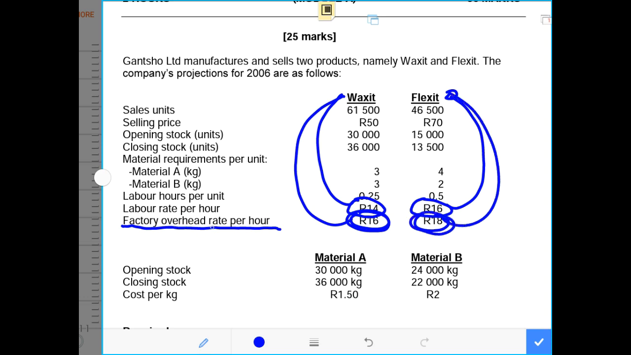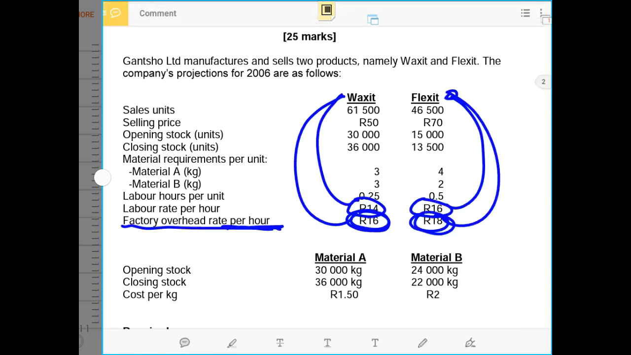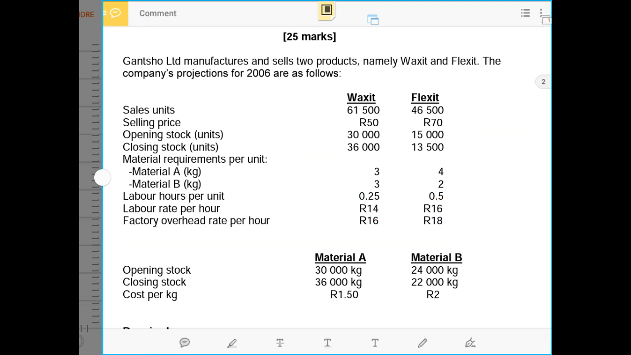Remember, our factory overheads are per hour, not per unit. When they are per unit, we'll treat them as per unit when we do the budgets. However, you'll see all of that in this video and also in the next videos.